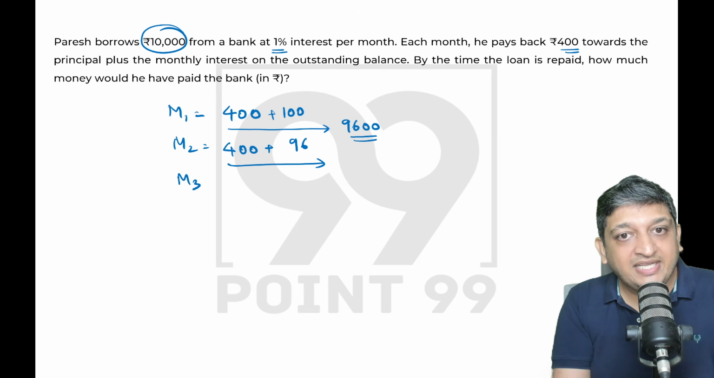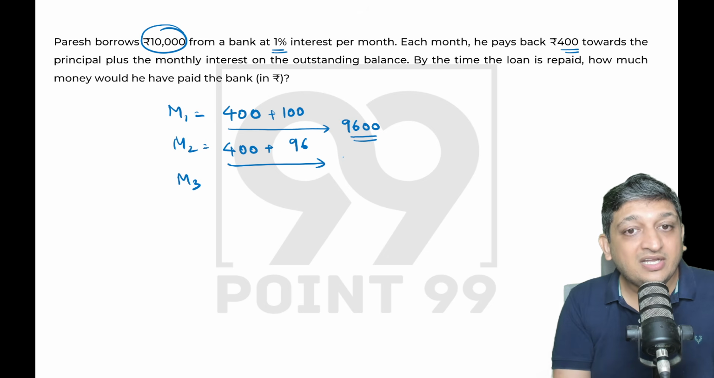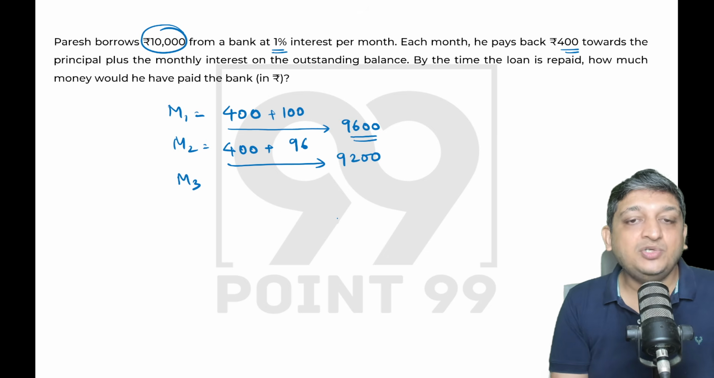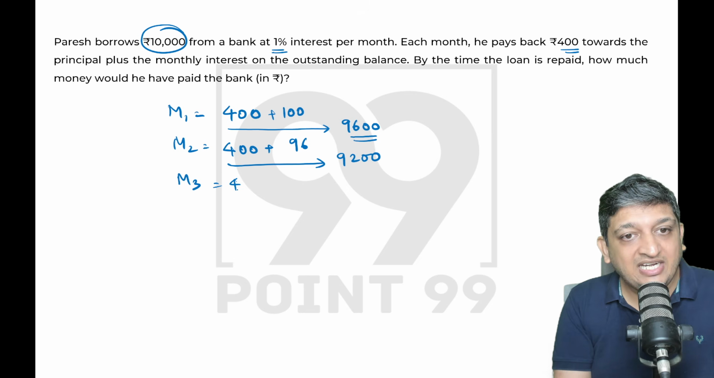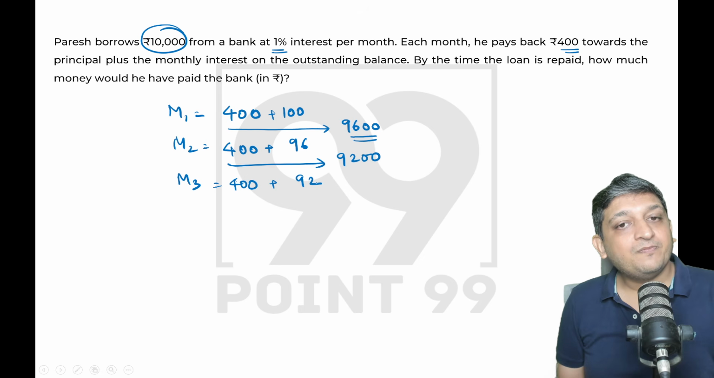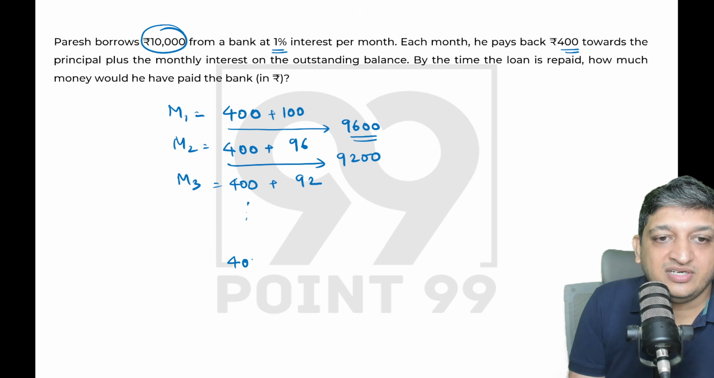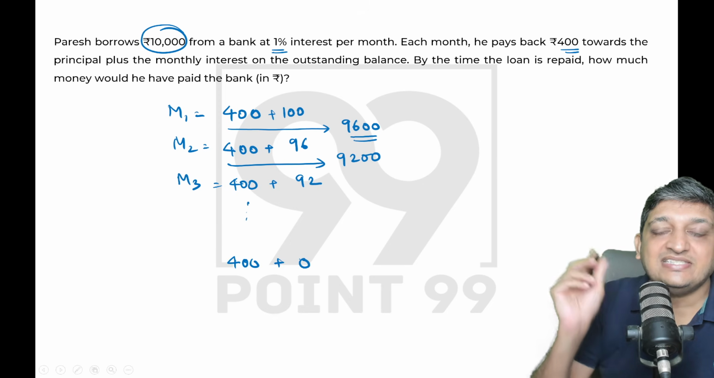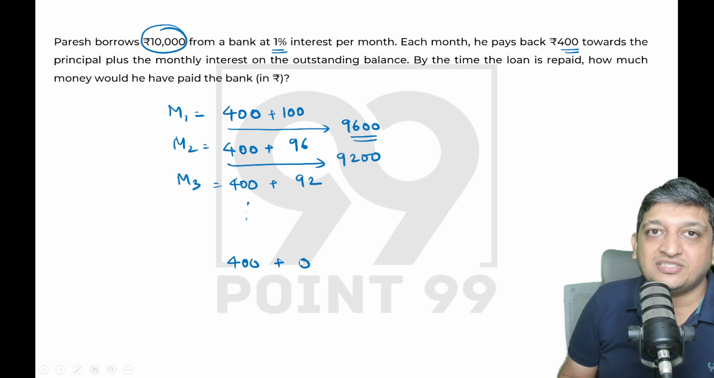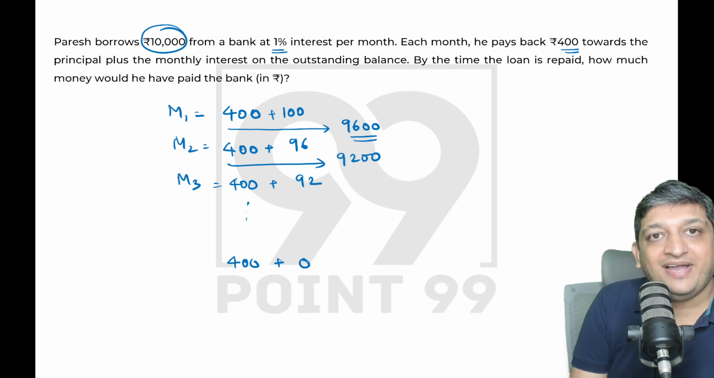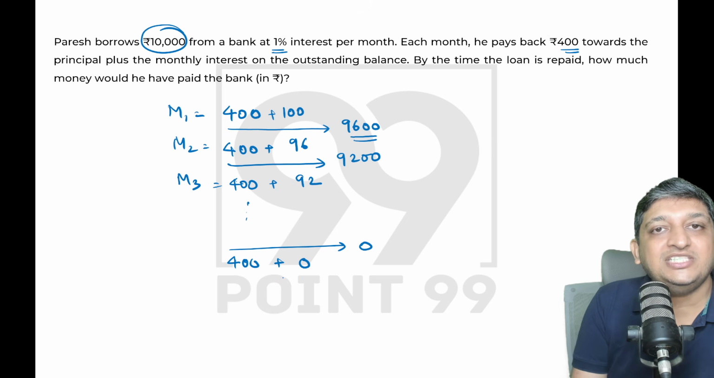Then what will happen at the end of month 3? Now out of 9,600 he has already paid 400. So now he is left with 9,200. He will end up paying 400 as the principal, plus he will pay 92 rupees. And this will keep on continuing till the time he pays 400 rupees and 0 rupees as the final interest. Right? That is what you have to understand. But if he's paying 0 rupees as the final interest, it basically means that he would have paid off the entire thing before this month itself.